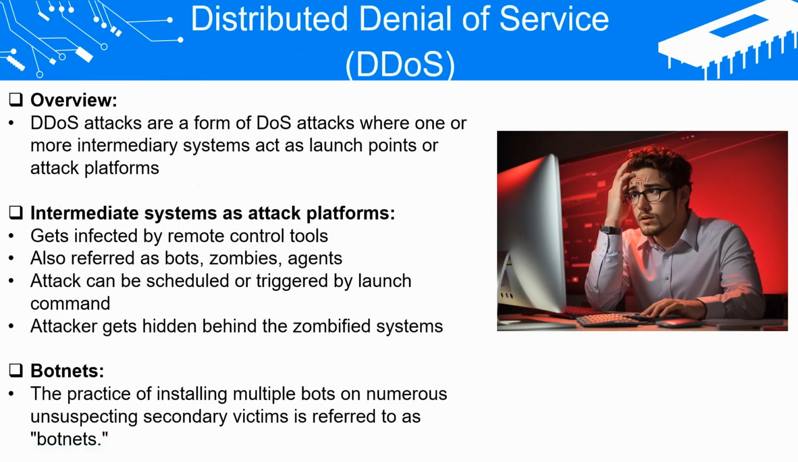The next form of DoS attacks is referred to as distributed denial of service (DDoS) attacks. In such attacks, one or more intermediary systems that act as launch points or attack platforms are first compromised or infiltrated. The systems in between are frequently known as secondary victims, and they become infected with remote control tools, which are commonly referred to as bots, zombies, or agents, by the attacker.